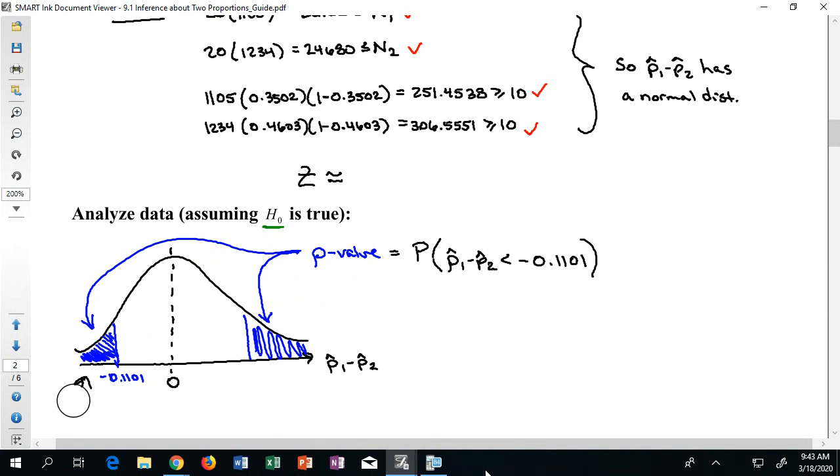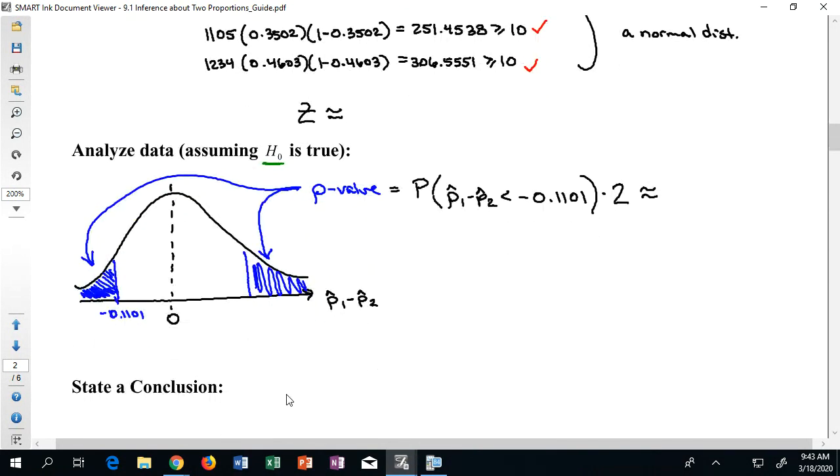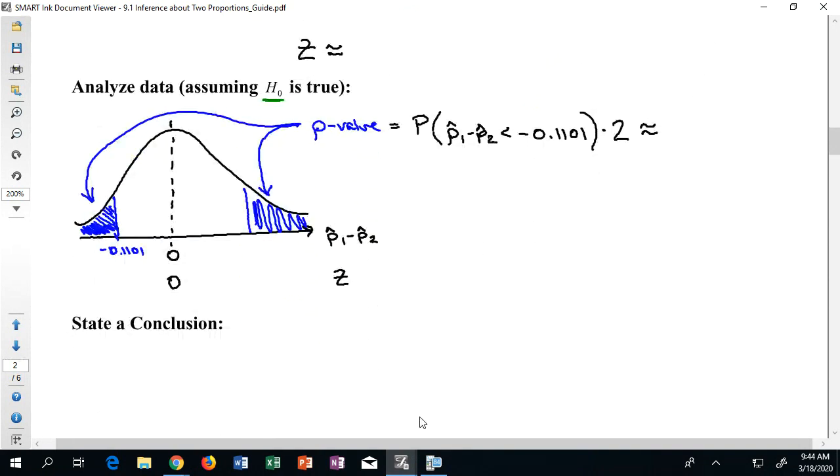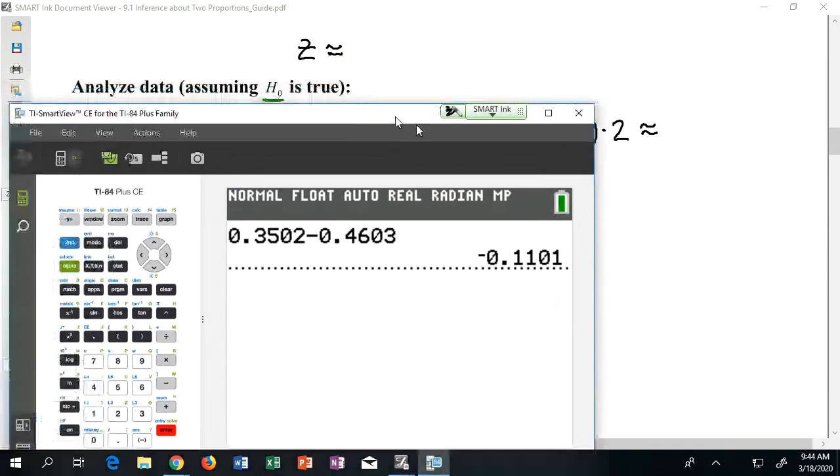But since that's not all the p-value and the distribution is symmetrical, I'll just multiply by 2, and the calculator will remember to do that. Other thing I can list on here is my z-scores. I already know the z-score for 0 is 0, but I don't know the z-score for my difference of p-hats. And of course, the calculator will take care of all of this.